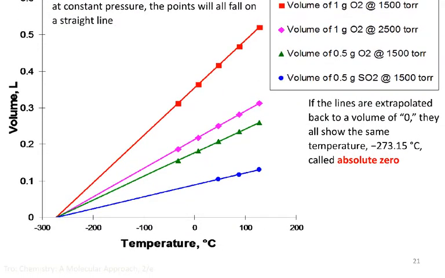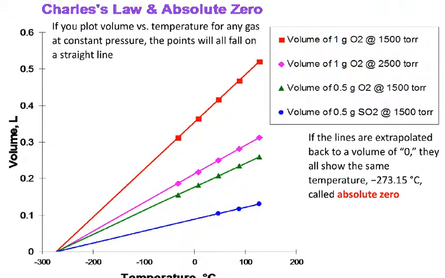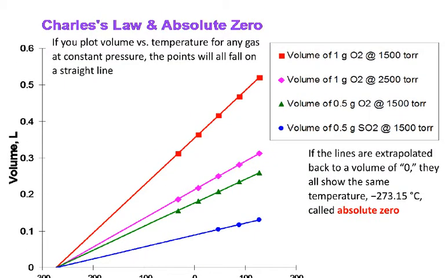Charles' law also relates to what's known as absolute zero. So this is why our temperature needs to be in Kelvin for this law. If we plot volume versus temperature for any gas at a constant pressure, it's going to fall in a straight line, and all of those lines converge down here at a point that's known as absolute zero. So if we extrapolate back to a volume of 0, we get a temperature of negative 273.15 degrees Celsius, which is 0 Kelvin, and that's why we're adding the 273.15 degrees to our Celsius to convert from Celsius to Kelvin.